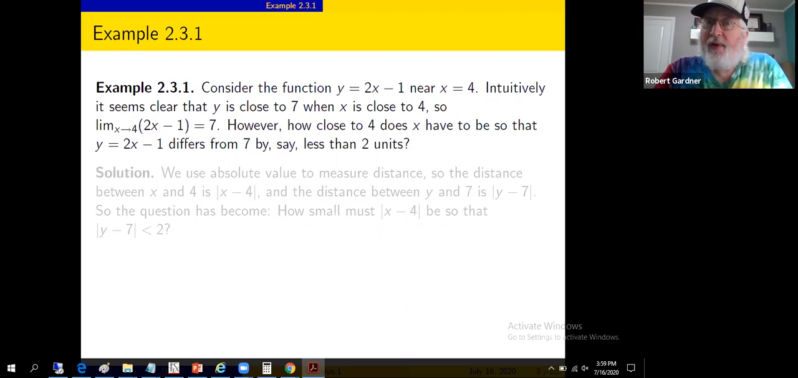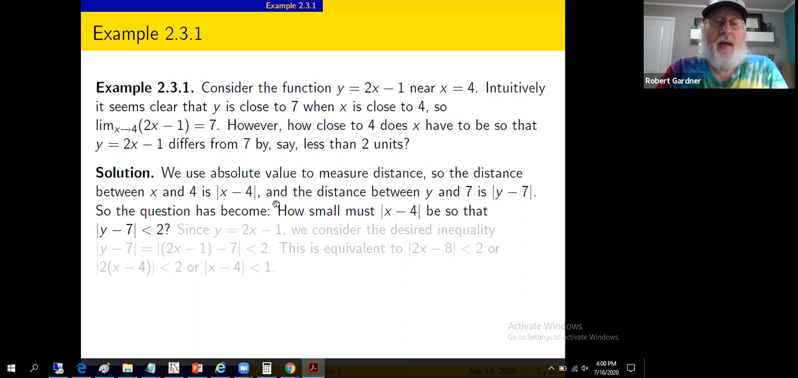So we're going to play the following game. How close to 4 does x have to be so that y, 2x minus 1, differs from 7 by, say, less than 2 units? Okay, 2's not that close, but for the sake of illustration, I want to make the y value within 2 units of 7. How close does x have to be to 4? So that becomes the question.